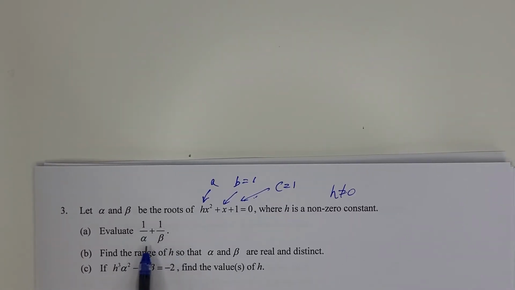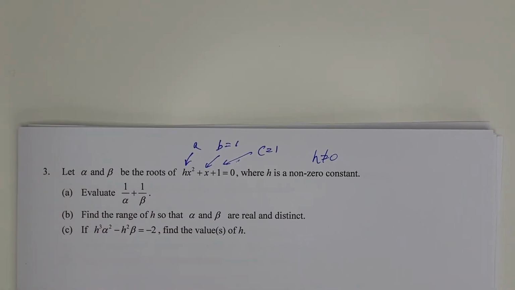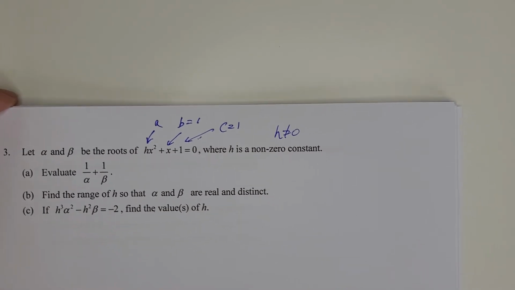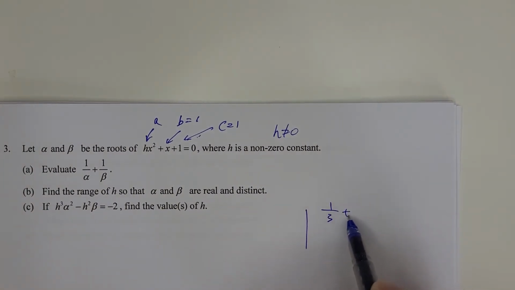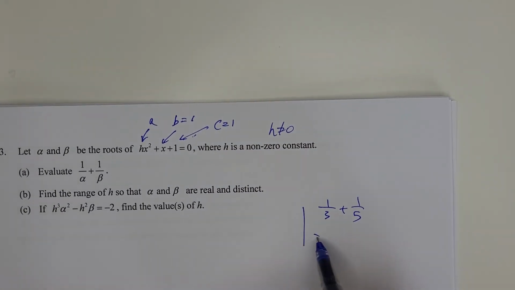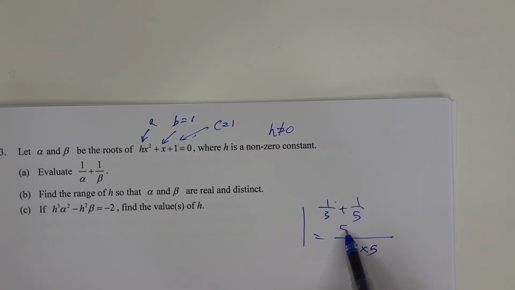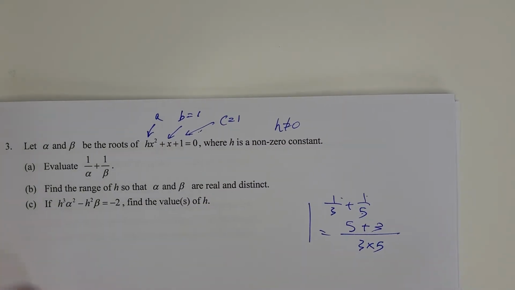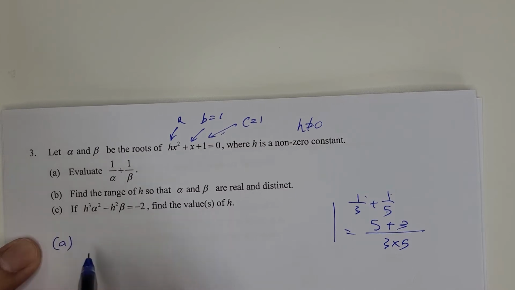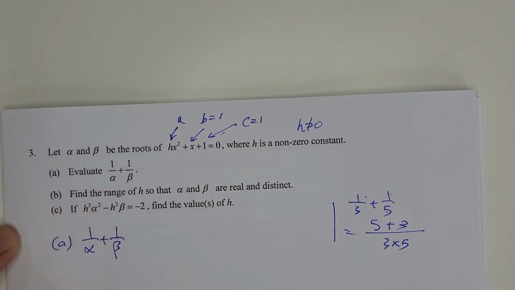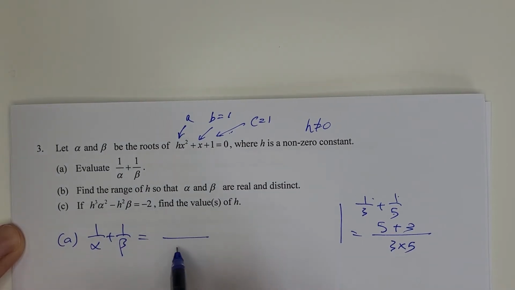Part A, evaluate the fraction 1 over alpha plus 1 over beta. If you really forgot how to start, you can always try some simple numbers. For example, 1 over 3 plus 1 over 5. What would you get? In the denominator, that is 3 times 5. And the numerator, 1 times 5, 5, plus 1 times 3, 3. Okay, that's the expression. So you are doing the same thing with 1 over alpha plus 1 over beta. You get alpha times beta in the denominator, and then beta plus alpha in the numerator.